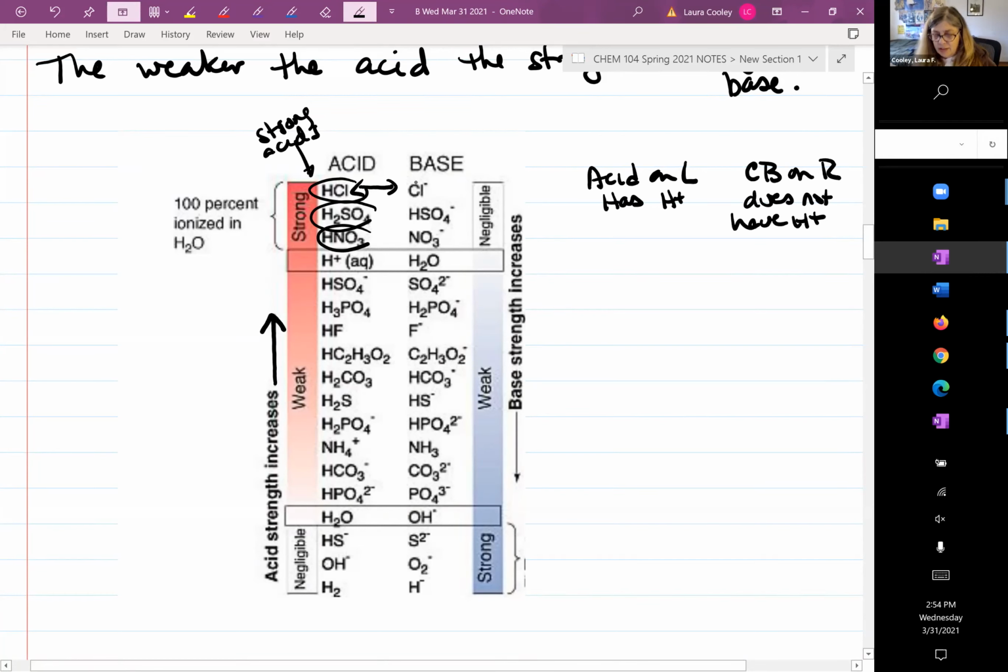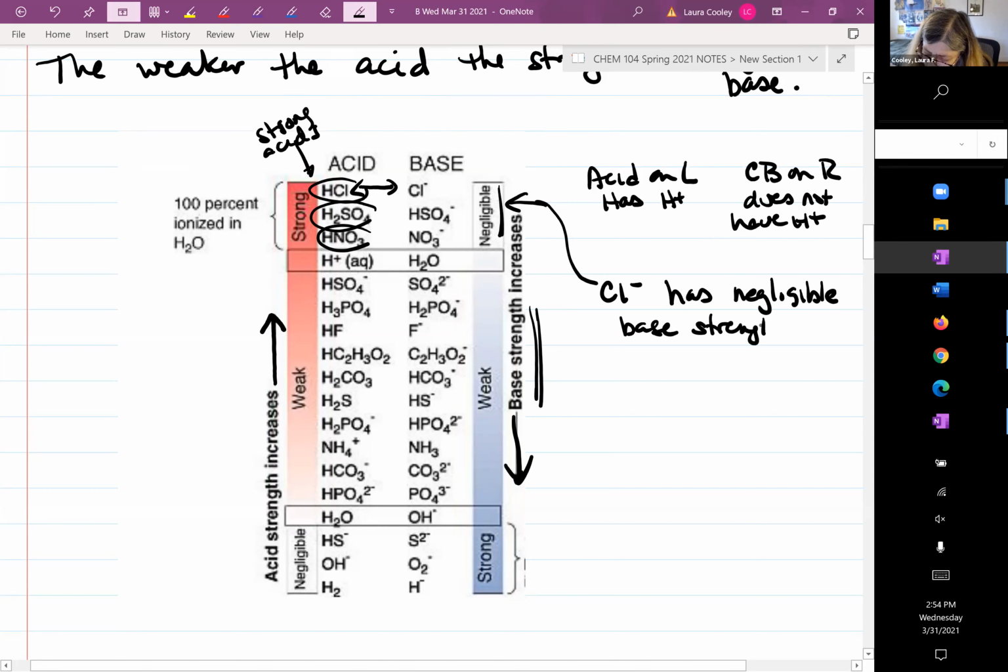So we have HCl and Cl minus. We have H2SO4 and HSO4 minus. We have HNO3 and NO3 minus. And notice on the left, we have the base strength. Base strength is increasing going down this way. Chloride, notice it says negligible. That means Cl minus has negligible base strength. In other words, not a base. Does not act as a base.